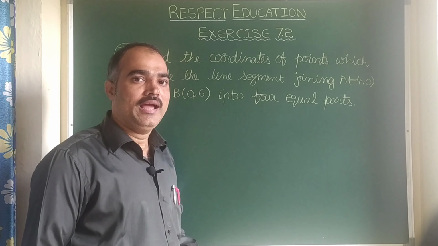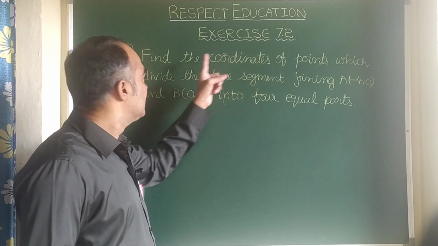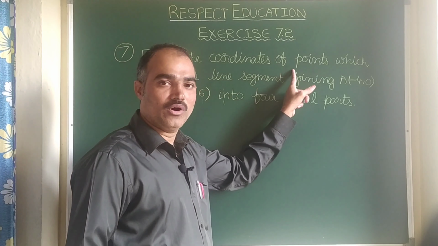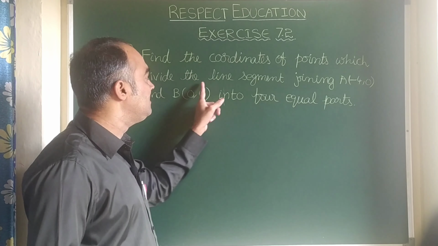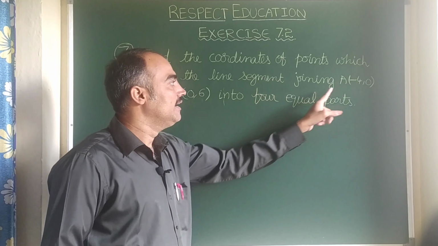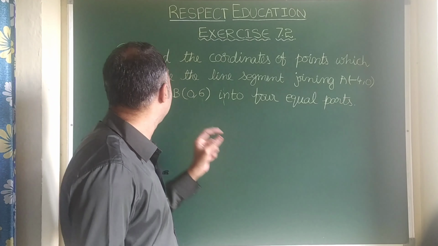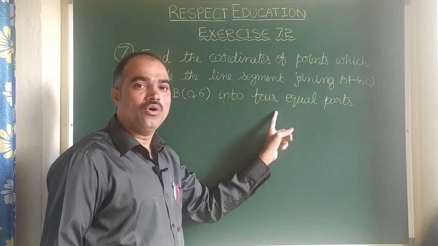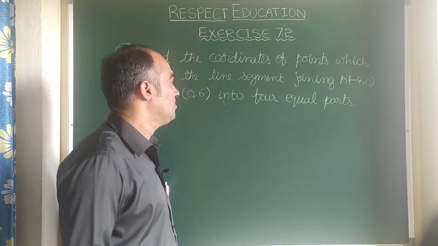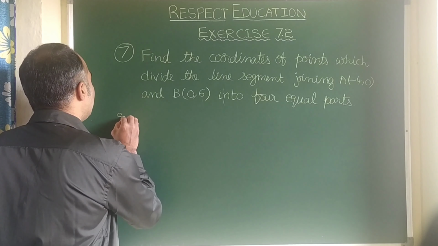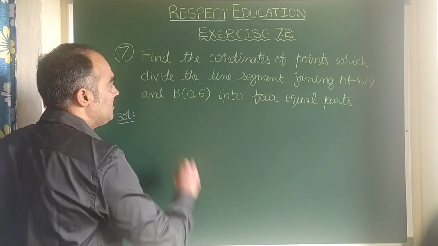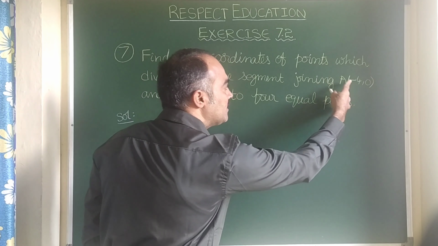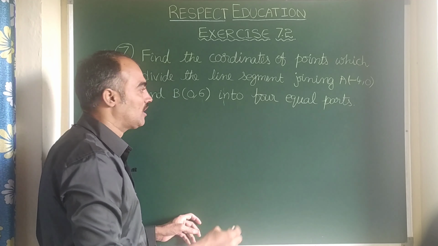Today we see exercise 7.2, question number 7. Find the coordinates of points which divide the line segment joining A(-4, 0) and B(0, 6) into 4 equal parts. So here let us solve this problem. Here there is a line segment joining these 2 points A(-4, 0) and B(0, 6).